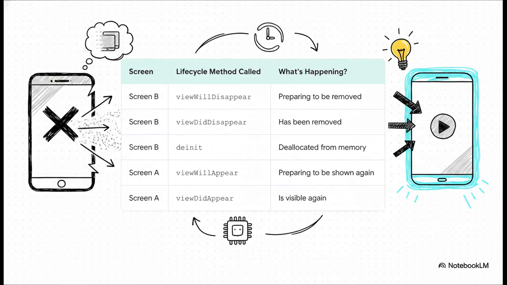At the same time, screen A, which has just been chilling in the background, starts to wake up. Its view is already loaded, so it doesn't need viewDidLoad. Instead, it just gets viewWillAppear and viewDidAppear as it comes back into view.